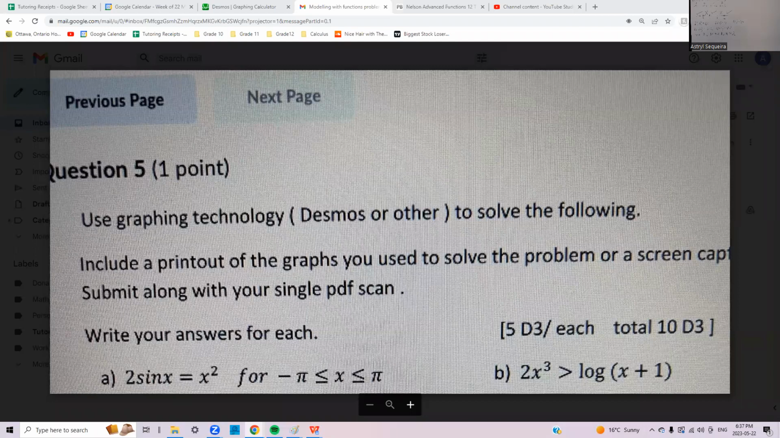All right, so in this video, we are going to use graphing technology to solve these two questions at the bottom. The first question is 2 sin x equals x squared, and our solutions are from negative pi to positive pi. So I'm going to use Desmos.